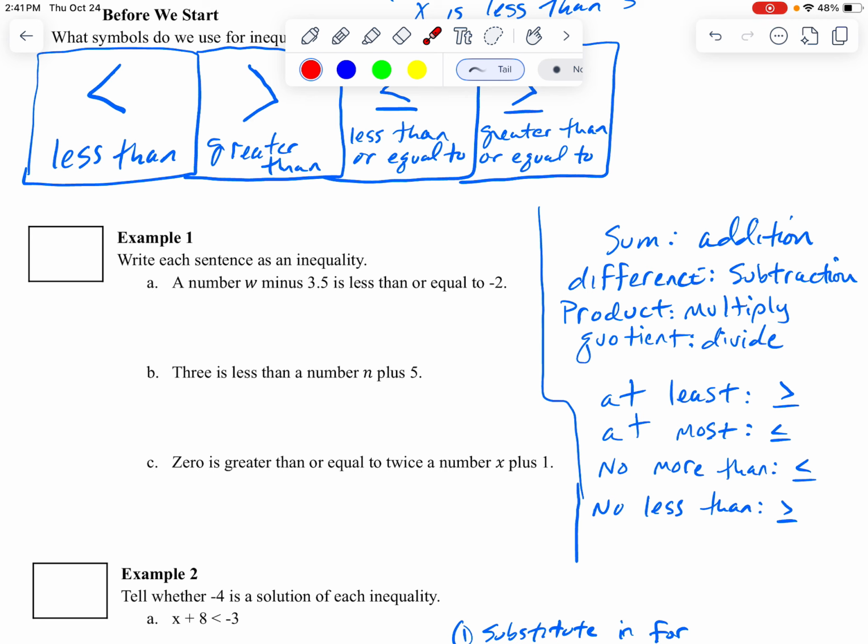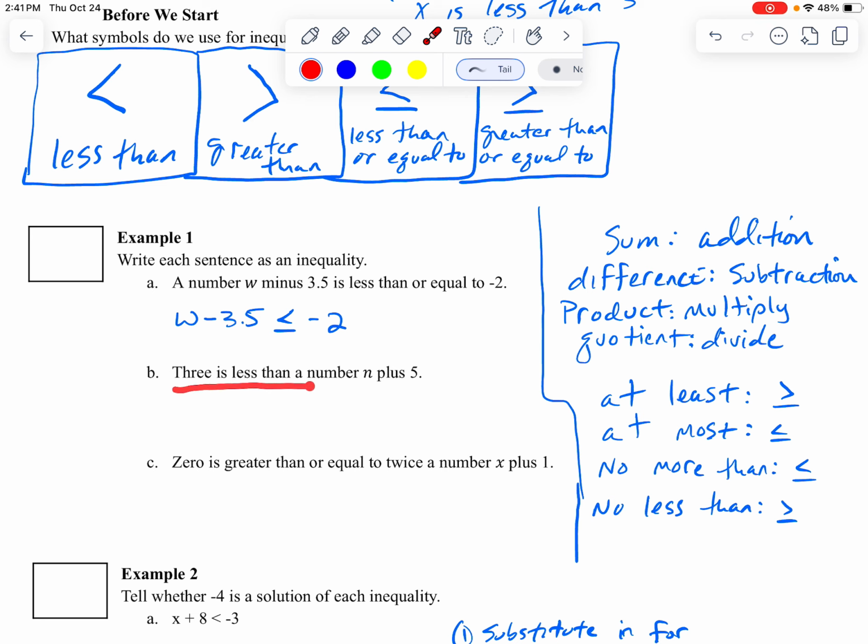Let's look at the examples that we have here. These ones are a little more straightforward. A number w minus 3.5 is less than or equal to negative 2. Again, we're just going to read this left to right and translate bit by bit. So a number w minus 3.5, that's just w minus 3.5, is less than or equal to negative 2. Another way this could be worded would be the difference of a number w and 3.5, which would also indicate subtraction.